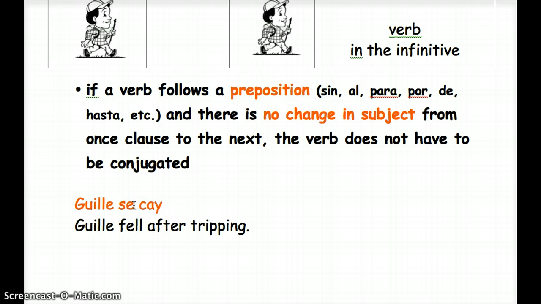Guille se cayó después de, and this is where you just put the infinitive form.